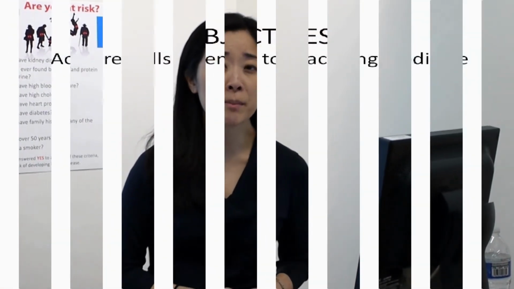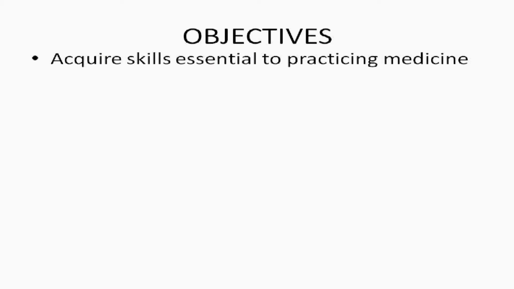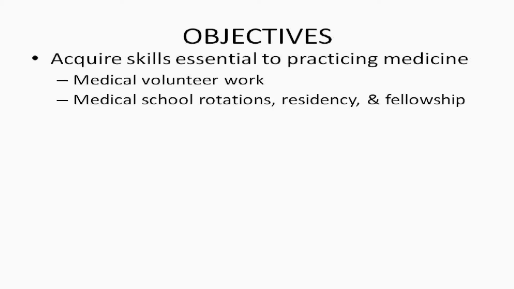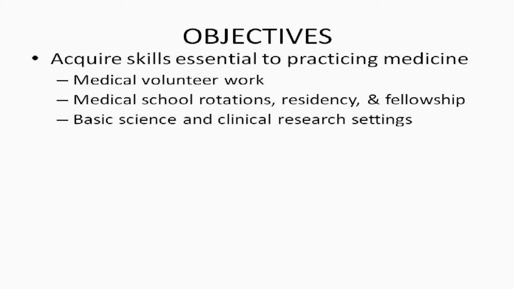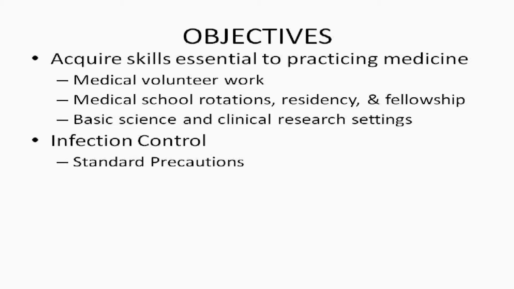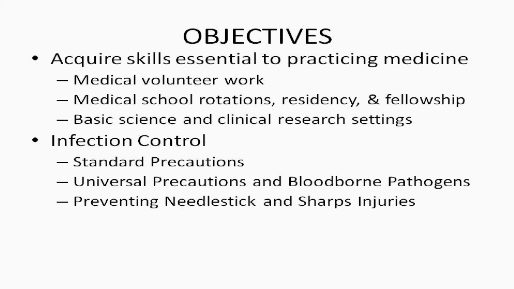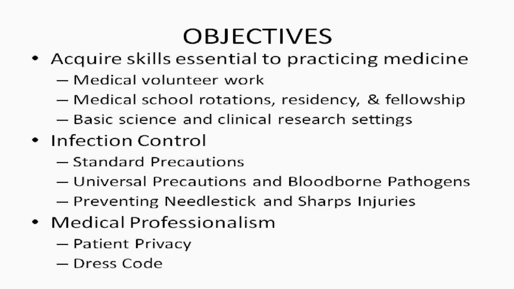So I have three main objectives in my talk. The first is to begin to impart to you skills that are essential to practicing medicine. This not only includes medical volunteer work, but it also includes your future medical school rotations, residency, and fellowship, and also basic science and clinical research settings. Number two, I'm going to discuss infection control, including standard precautions, universal precautions, and preventing needle stick and sharps injuries. And number three, I'd like to close with medical professionalism, also discussing patient privacy and dress code procedures when you're volunteering. So let's start off with standard precautions.